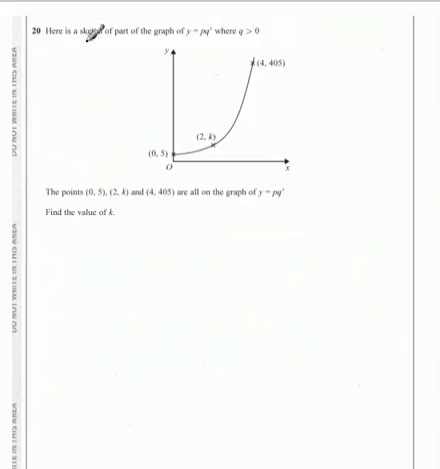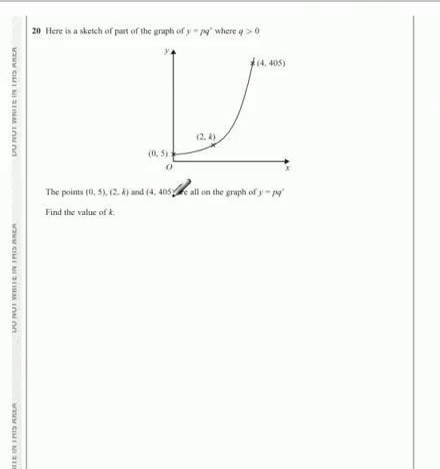For question 20, we are given this equation, y equals pq to the power of x, which gives us this graph, which has an exponential shape. So it's increasing in gradient as we go up, getting steeper and steeper. We're also given a few points on this.